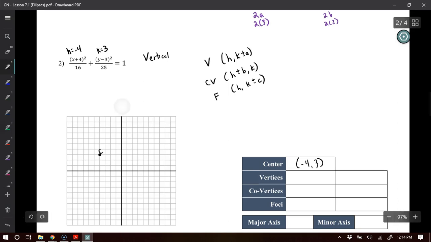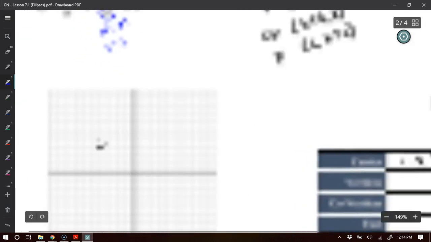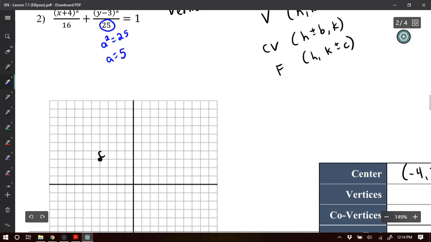We can go for our a squared. Now in this case, a squared is 25 because it is the larger number. So then a is 5. Now this is a vertical ellipse. I'm going to do it both with the formula and by counting. That means my vertices are up and down. So from the center, I'm going to go up 1, 2, 3, 4, 5. That's a vertex. And I'm going to go down 1, 2, 3, 4, 5, and that's a vertex. So I'm putting these there.